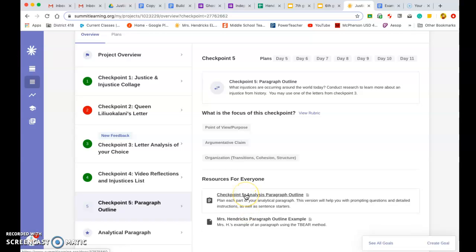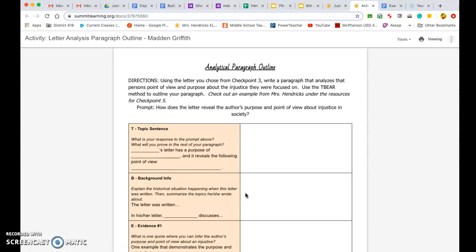But what you're going to, I'll open this first. What you're going to be doing on checkpoint 5, you're going to be writing an analysis paragraph or an analytical paragraph about one of the letters that we used in checkpoint 3. So you can use the one that you chose. You can use the one from Queen Lili'uokalani that we did in checkpoint, I think that was 2. So you can decide which one of those letters you want to use.